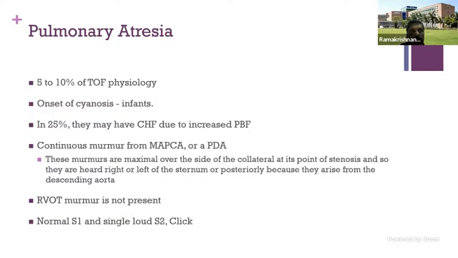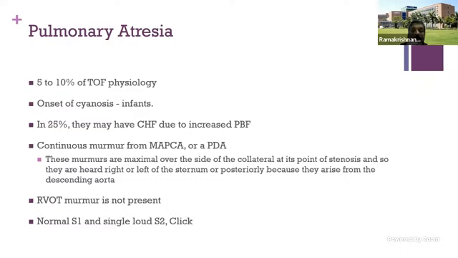How do you identify it? Because there is no flow, as pulmonary atresia is there, you don't find a parasternal murmur. At the same time, you will find a continuous murmur in the back. Continuous murmurs from MAPCA or PDA are maximal over the side of the collateral, so they are heard on the right and left of the sternum. Possibly they can arise from the descending aorta, mostly posteriorly. The RVOT murmur is not present.